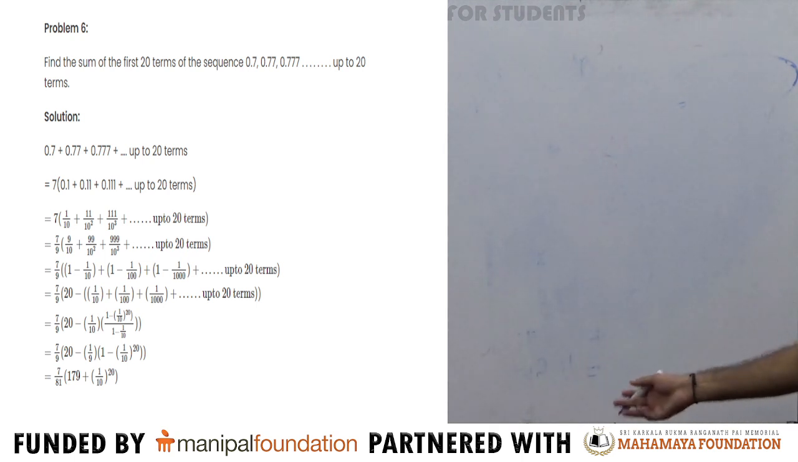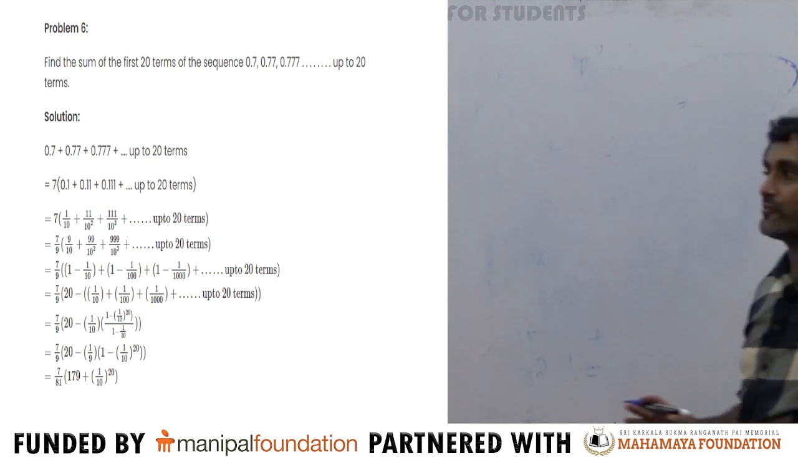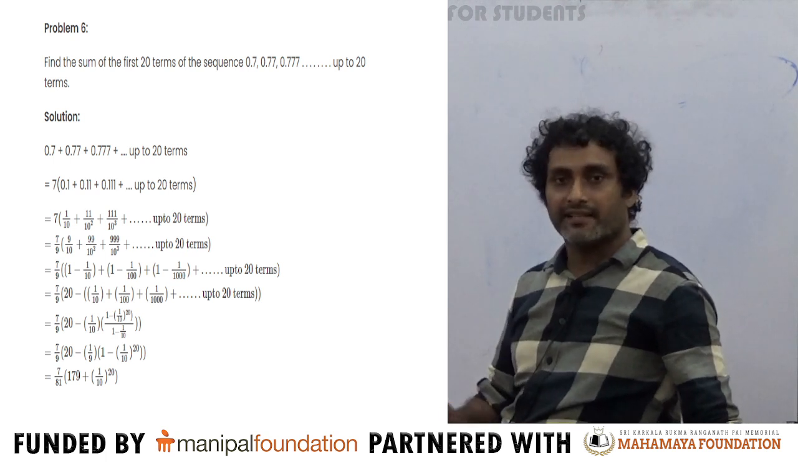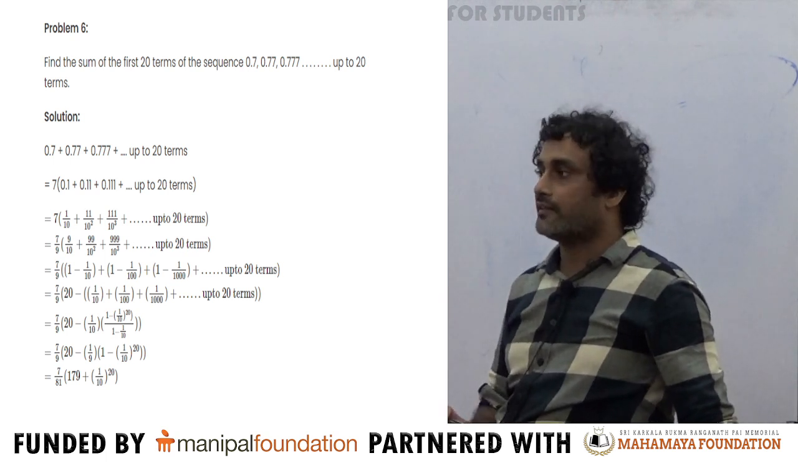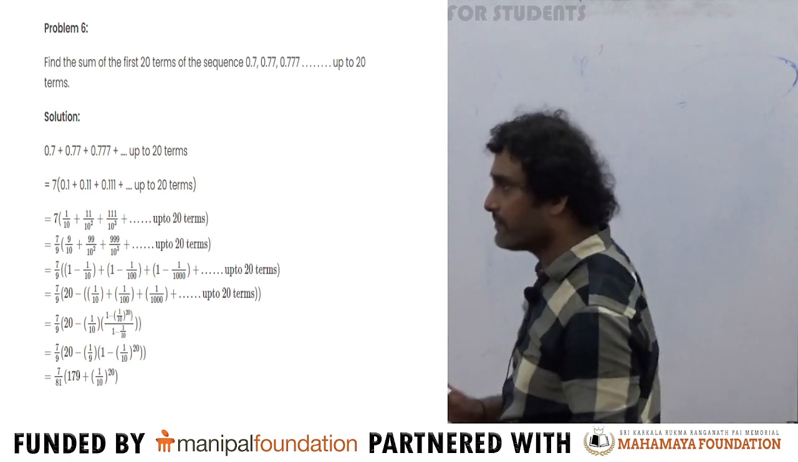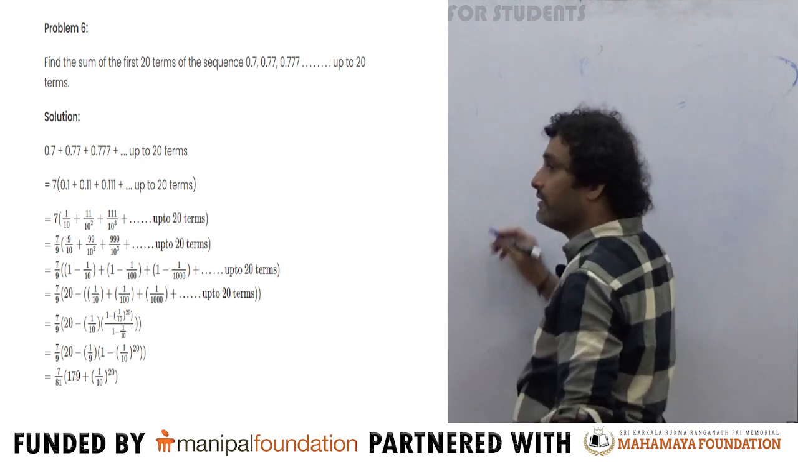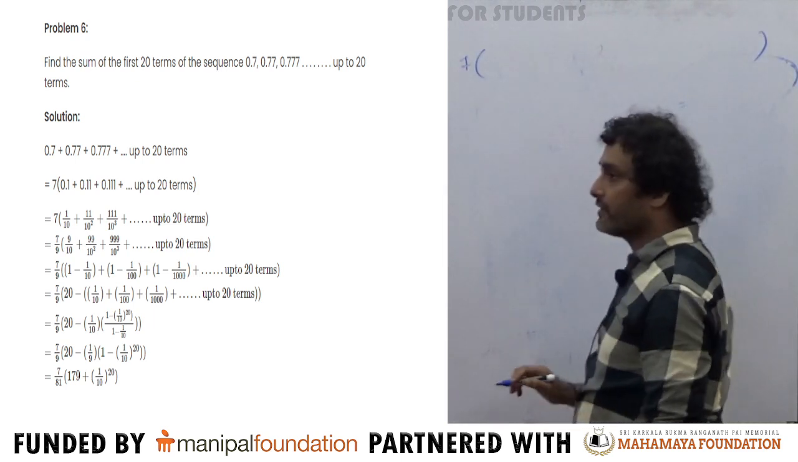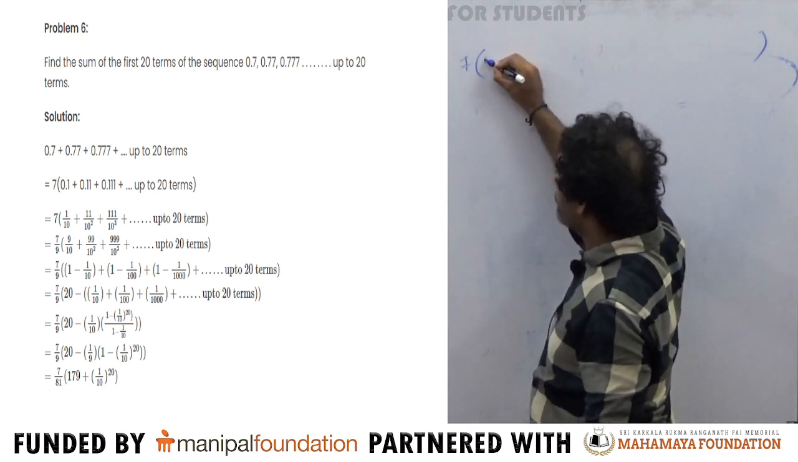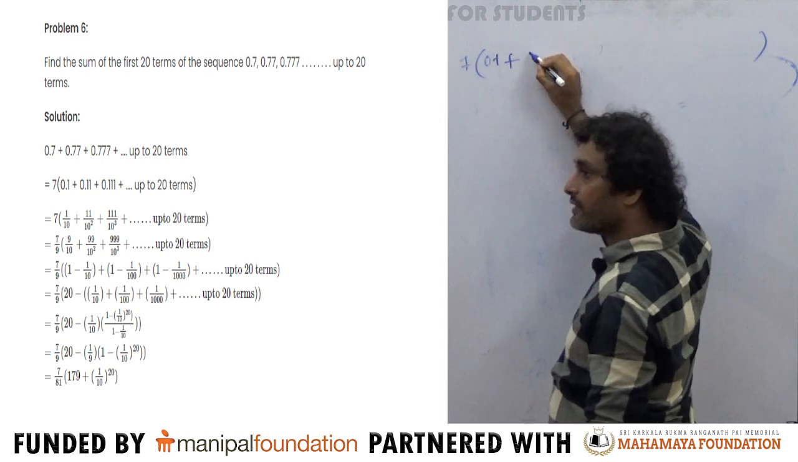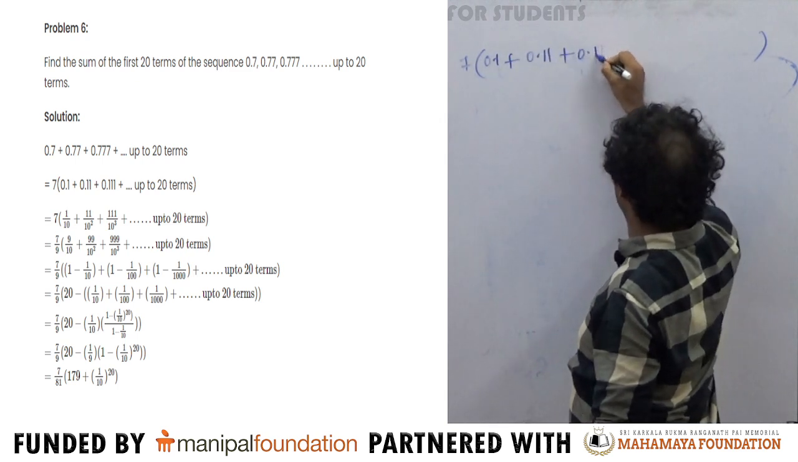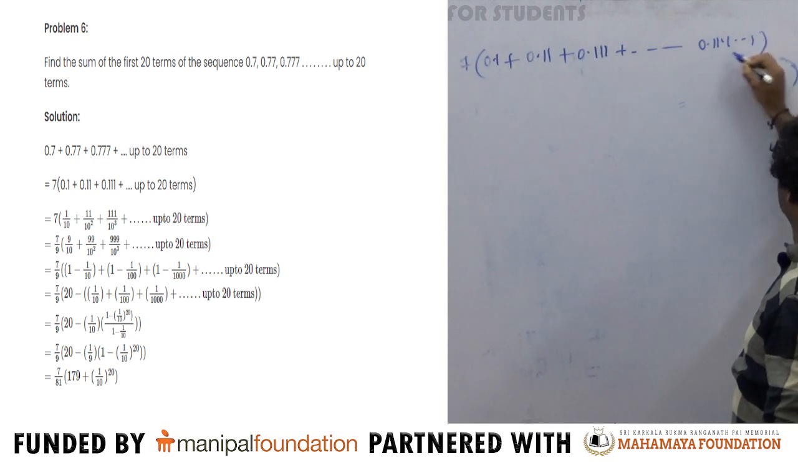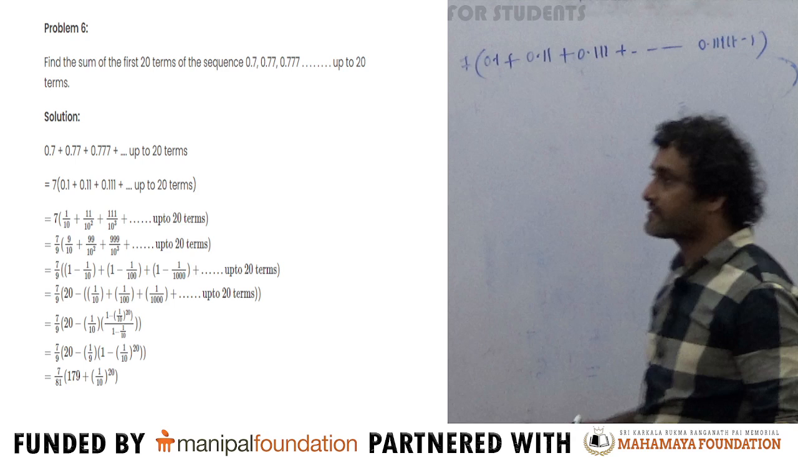So check, okay? Whenever you get a number like this, suppose you get 0.8, 0.88, 0.888, whatever it is, that number take common. You have a sum like this, so that's why I picked this one. So can you take 7 common in this? So what are you left with? 7 means 0.1, and then the next one is 0.11, then 0.111 plus dot dot dot 0.111 up to 20 terms. That's the 20th term, right?